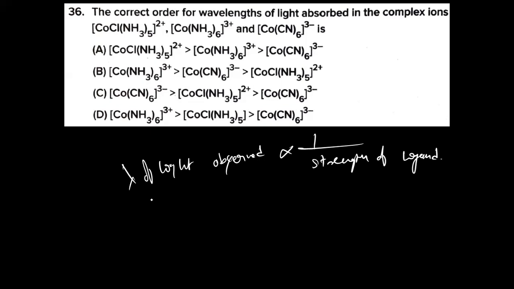So the given compounds: [Co(NH3)5Cl]2+ greater than [Co(NH3)6]3+ greater than [CoCl6]3-. Option A. Then 37. The given compound on bromination in presence of UV light gives A. The compound A, major product formed.